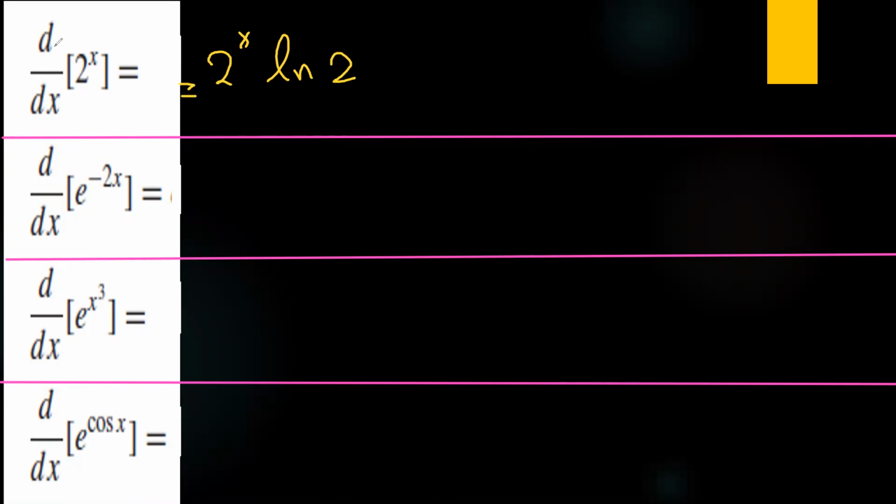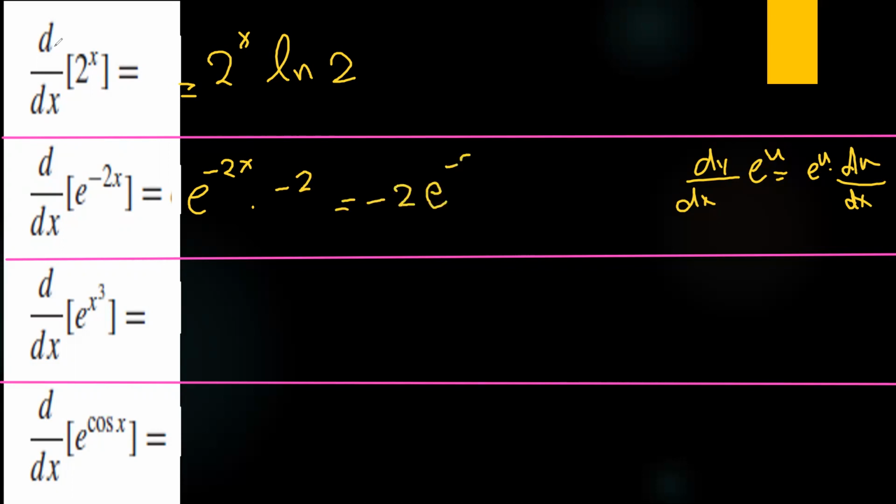Now here, if we have e to the power negative 2x, let's remember that the derivative of e to the power u is e to the power u times du over dx. So it is e to the power negative 2x times the derivative of negative 2x, which is negative 2. So the answer will be negative 2e to the power negative 2x. Now here, e to the power x cubed. It is e to the power x cubed times, what is the derivative of x cubed? 3x squared. So it will be 3x squared e to the power x cubed.